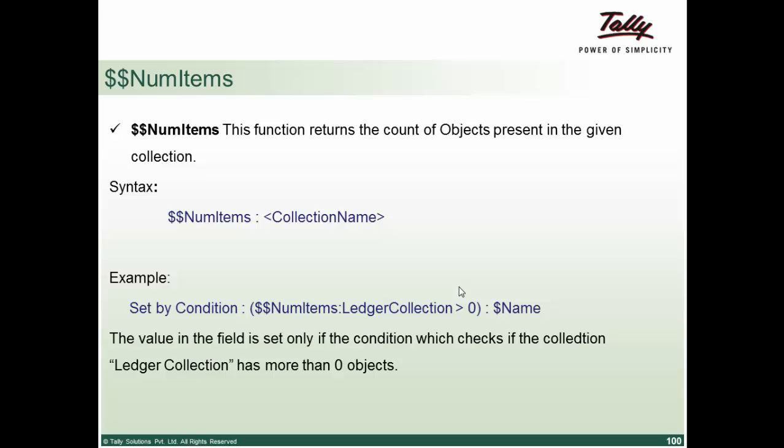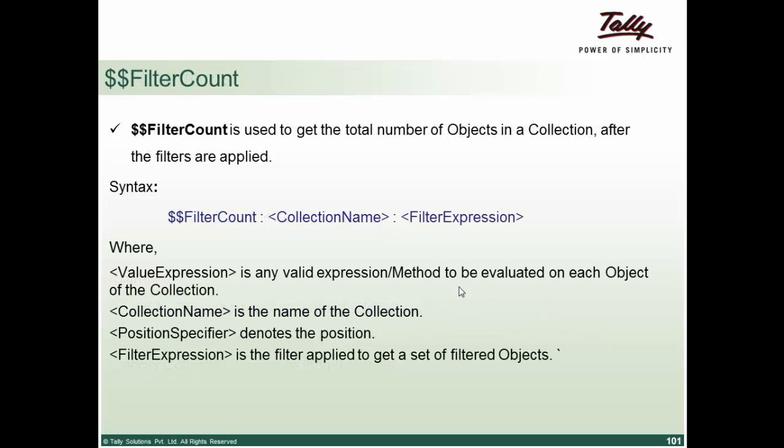Num item returns the number of objects available in my current collection, like whether there are 10 ledgers, there are 20 ledgers, there are 40 ledgers, there are 500 vouchers. So num item is the function which will count how many objects are present within the collection and then it is returned.